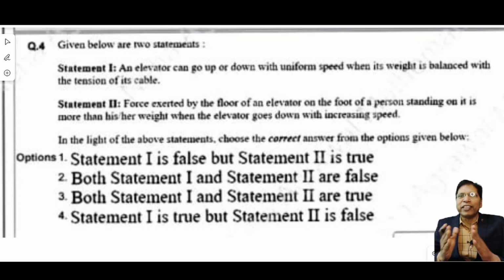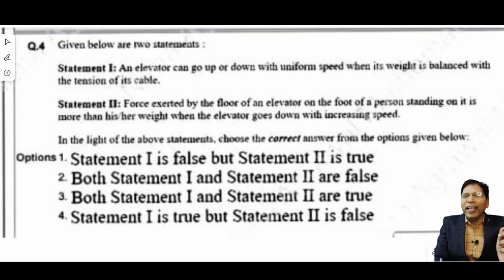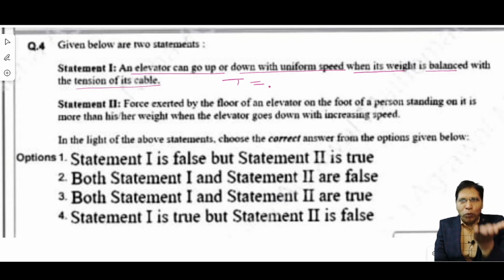Okay. Now look at this. Statement type question, statement 1 and statement 2. An elevator can go up or down with uniform speed when its weight is balanced by the tension of its cable. Yes, the tension of the cable when the lift moves up or down with constant velocity is T equals mg. Therefore, statement 1 is correct.